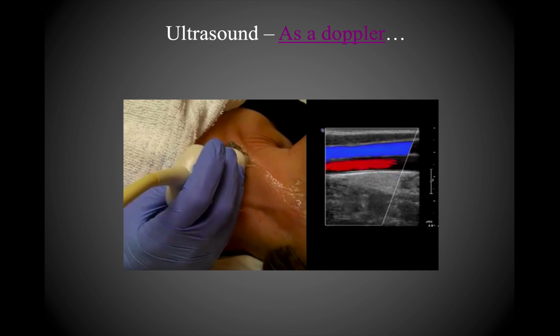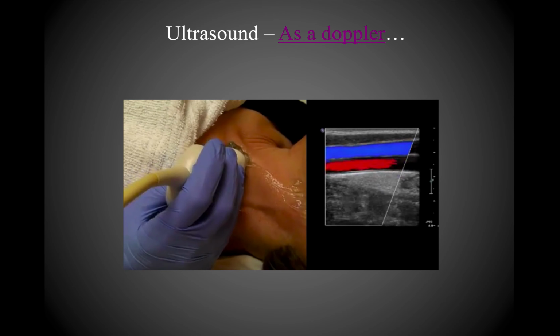Now, another way that it's used as well is to use it as a Doppler. So in this case, you think about the Doppler effect, where a train goes by and you hear the horn change pitch as it goes by based on the way that the sound waves are traveling relative to the train and your position. So in this case, what we can do is use the ultrasound to look at the magnitude and direction of a moving fluid, in this case blood.